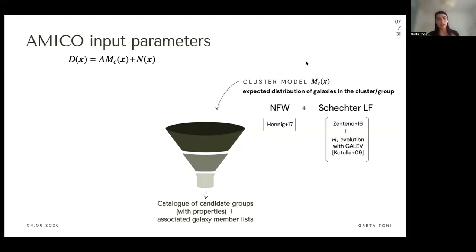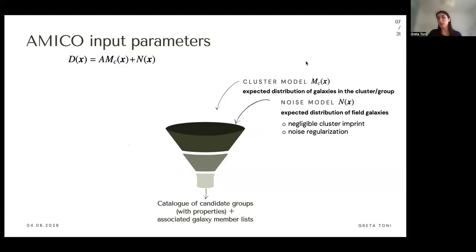Allow me to use maybe the word group for simplicity, since in Cosmos we are mostly dealing with groups. Okay, so for the expected distribution of galaxies, we used the Navarro-Frenk-White profile for the radial distribution and the Schechter luminosity function for the magnitude distribution. And the parameters inside these functions were taken either from observed systems in the literature or from evolutionary synthesis models, so from a model.